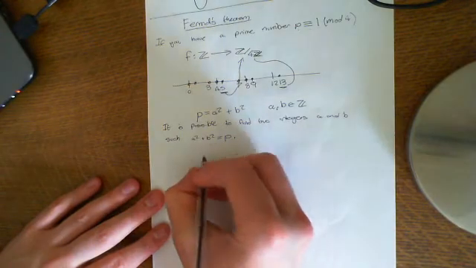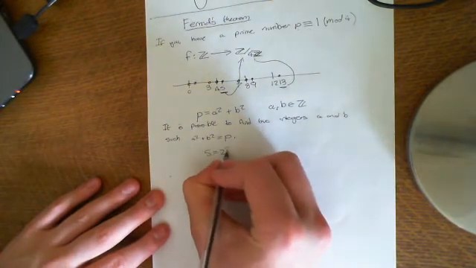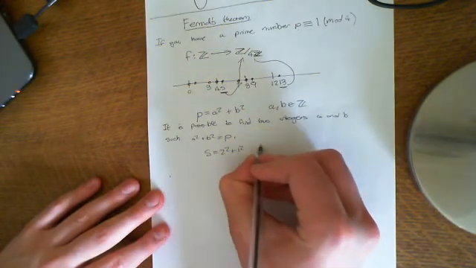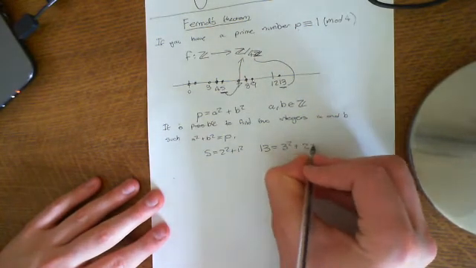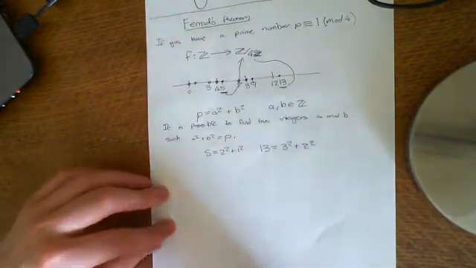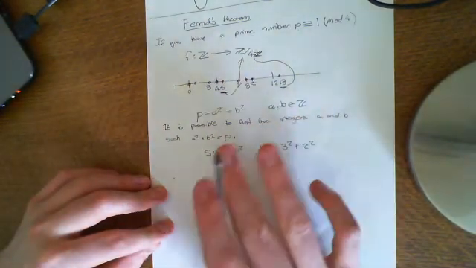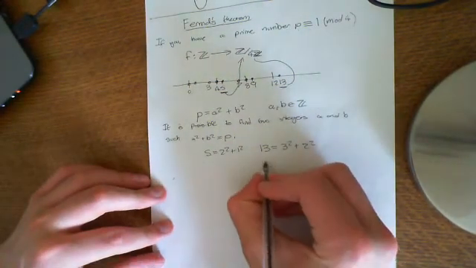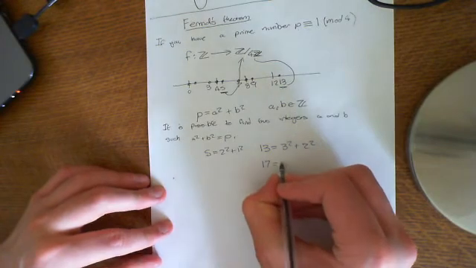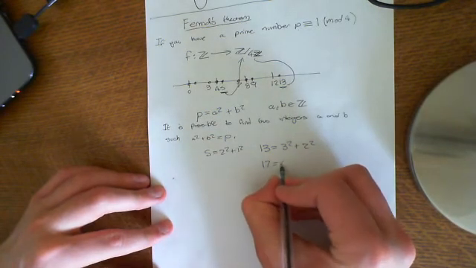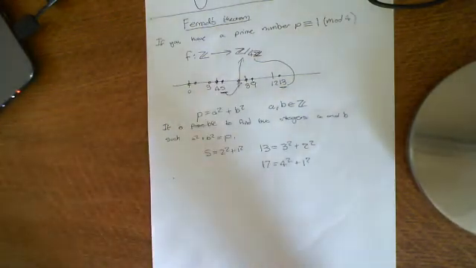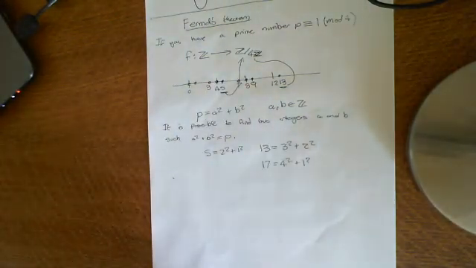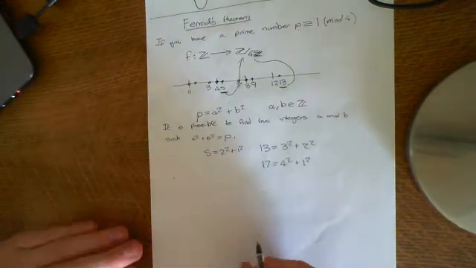For instance, 5 is equal to 2 squared plus 1 squared. 13 is equal to 3 squared plus 2 squared. And you can continue on, so take more primes that are congruent to 1 modulo 4. For instance, 17 is equal to 4 squared plus 1 squared, etc. And you can go on and on. Okay, so we're going to prove this in this little video.